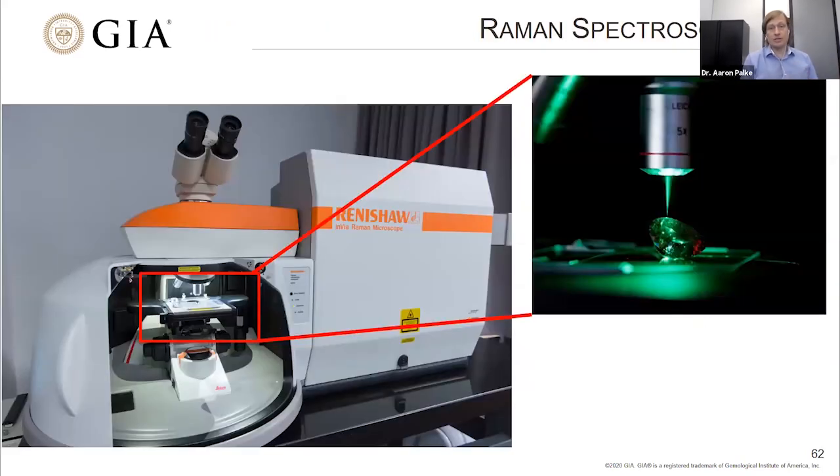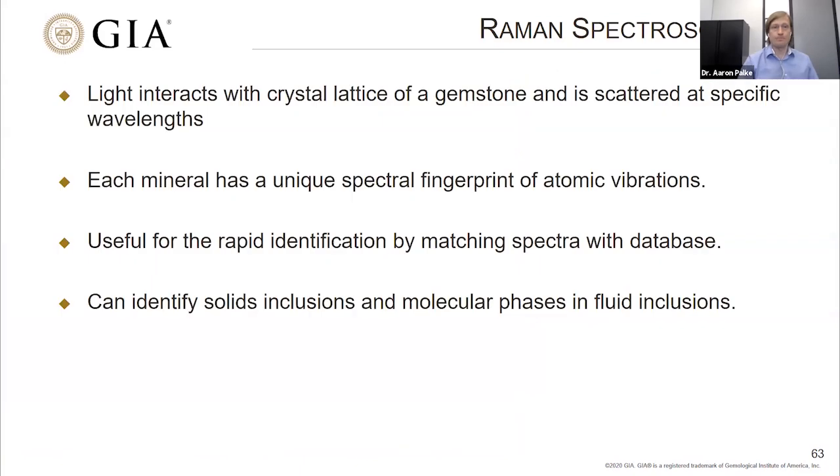Now the final technique I'll just end on is Raman spectroscopy. This is a picture of the Raman spectrometer. Basically what you do with this technique is you take your gemstone, you shine a laser on it with a specific wavelength of light, and then you measure all of the wavelengths of light that are scattered off of the gemstone in order to get some information about that stone.